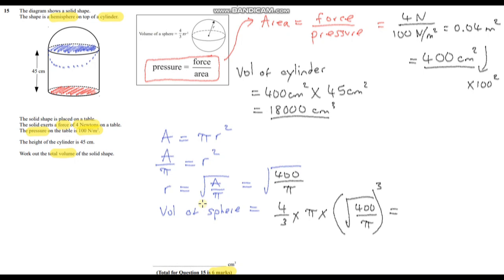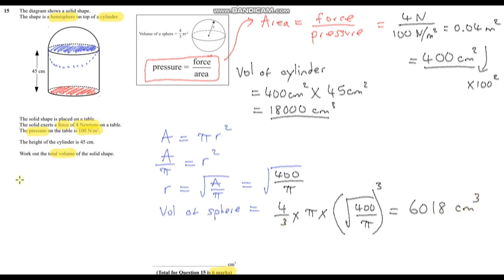So let's put that into a calculator. 4/3 times pi times, and then we need to make sure we type this in correctly. So let's put our brackets in first, and then our square root symbol. And then the fraction button, 400 over pi. And then let's get outside of the brackets. And now let's cube that thing inside the brackets. Press equals, and we get, rounding to the nearest whole number, 6,018. And our units are going to be centimeters cubed. So that is the volume of the sphere.